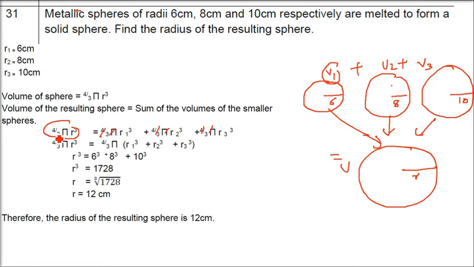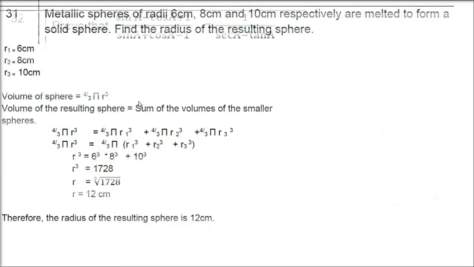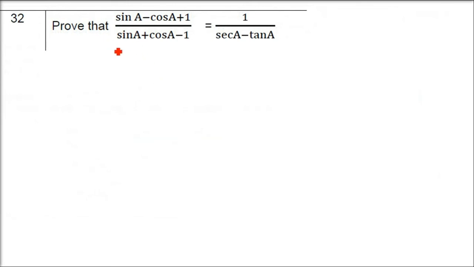So this will be added, equal to the final one. 4 by 3 pi you can take common and cancel it. So R cube will be equal to R1 cube, that is 6 cube, R2 cube is 8 cube, and R3 cube is 10 cube. So cube root will be 12. You have to find out cube root. If you don't want, you can just take the factors and then combine 3 and multiply them. 12 will come, 12 centimeter.